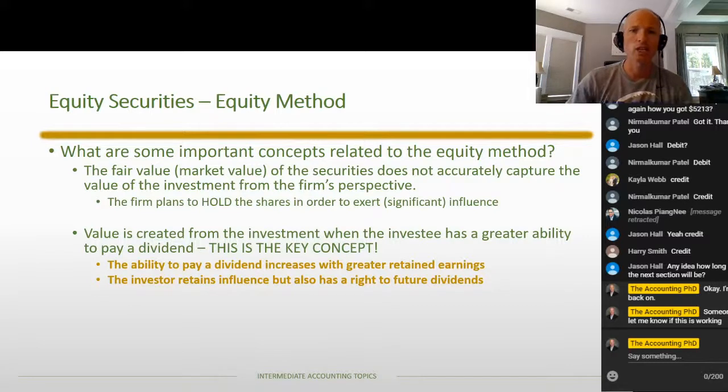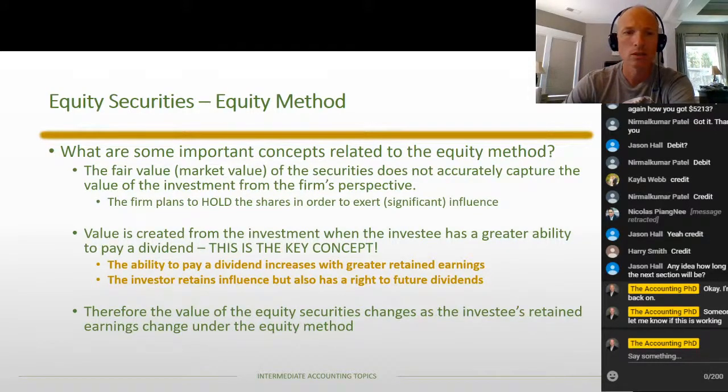So the investor retains the influence, but now has a right to future dividends. Therefore, the value of the equity security changes when the investee's retained earnings change. So you've got to think about the investee's retained earnings. The equity security account balance is going to change when the investee's retained earnings change. We have to think about that. So keep that connection in mind. Be thinking about investees' retained earnings and think about your equity security account balance. Those two things go hand in hand.